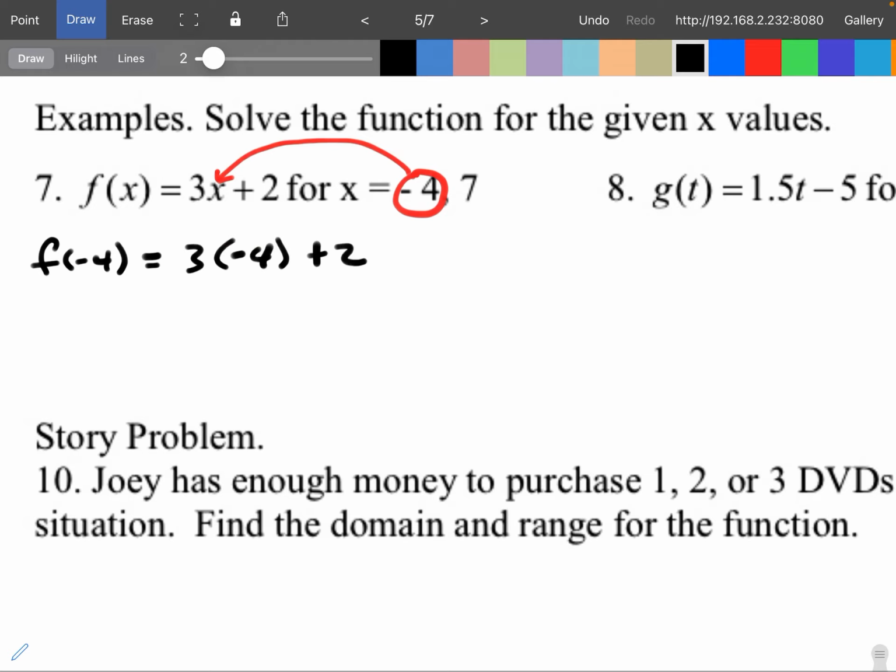So what would that give you? f of -4 equals, 3 times -4 is -12, plus 2. -10. Yeah. All right. Now remember, don't get confused by this. Remember this thing right here? This is the same thing as y, right?